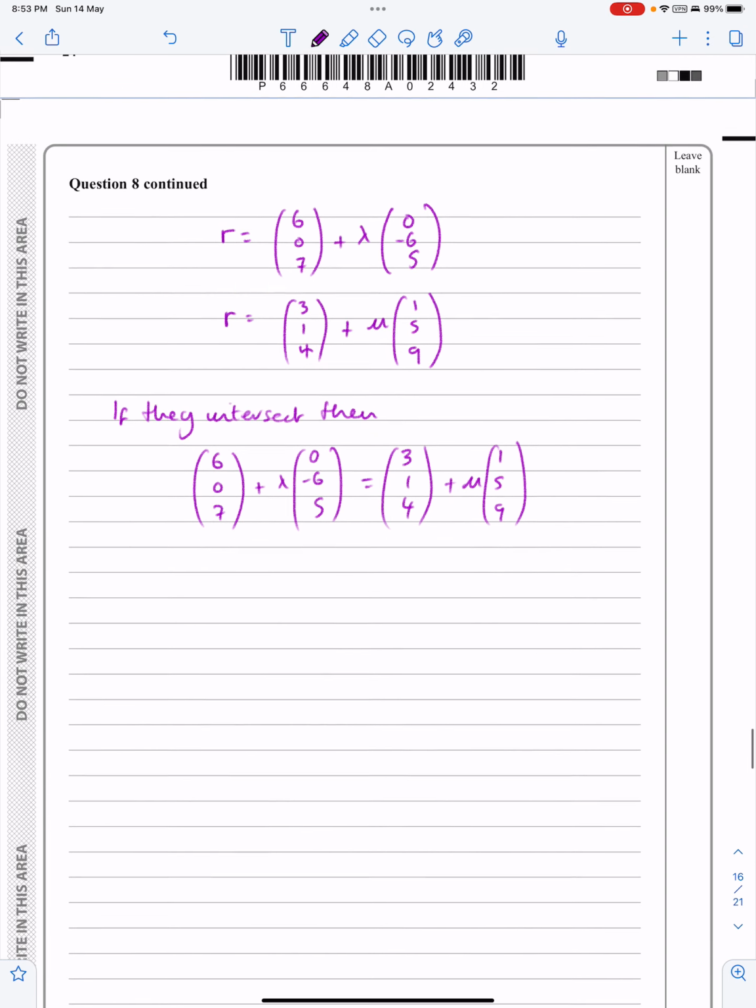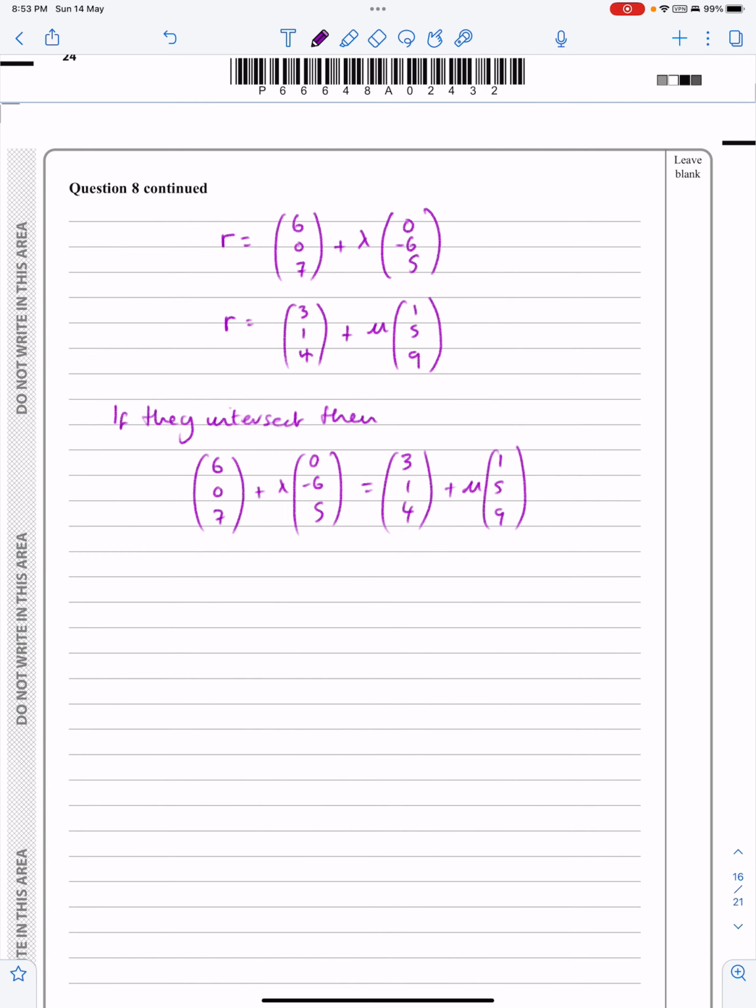And I'm going to put them equal to each other, the top, the middle, and the bottom, and get 3 equations. I'm going to go really slowly. In this particular case, 6 plus 0 lambda is equal to 3 plus mu. I'm going to get 0 minus 6 lambda is equal to 1 plus 5 mu, and I'm going to get 7 plus 5 lambda is equal to 4 plus 9 mu.